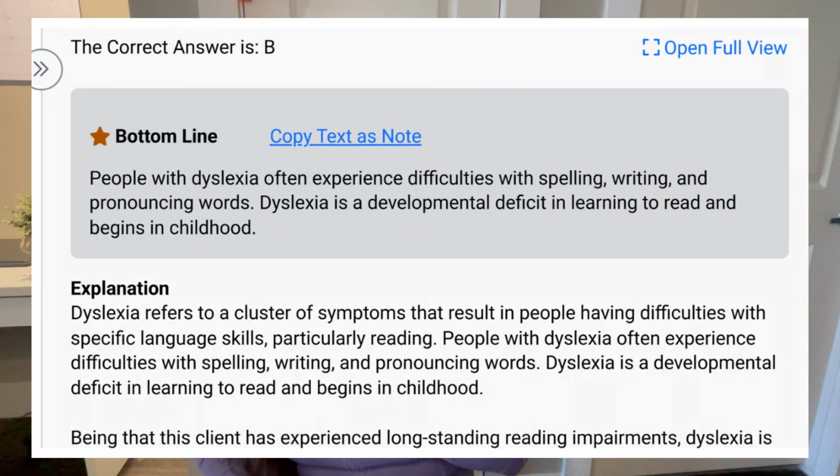Okay, so yes, the answer was in fact answer B, dyslexia. The reason it was dyslexia is because people with dyslexia often experience difficulties with spelling, writing, and pronouncing words. It is a cluster of symptoms that result in people having difficulties with specific language skills, particularly reading. It is a developmental deficit in learning to read and begins in childhood. Okay, that is why it was dyslexia.